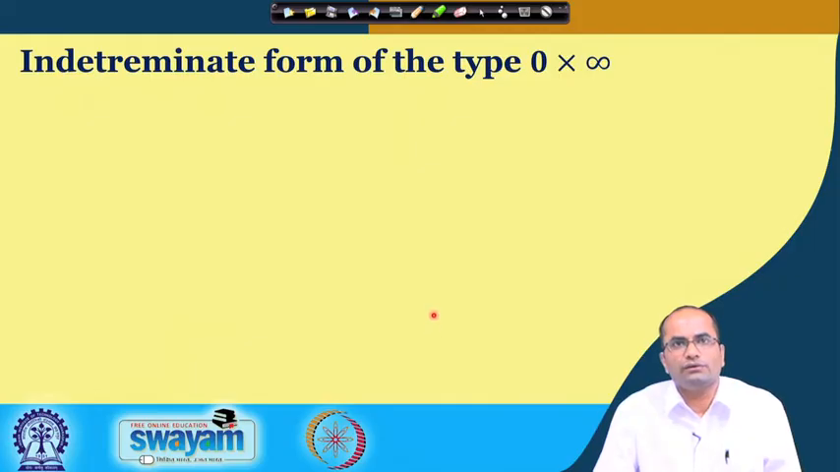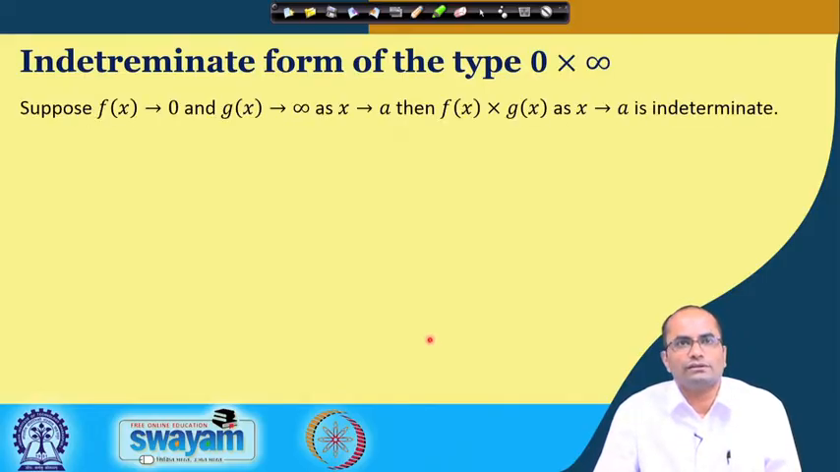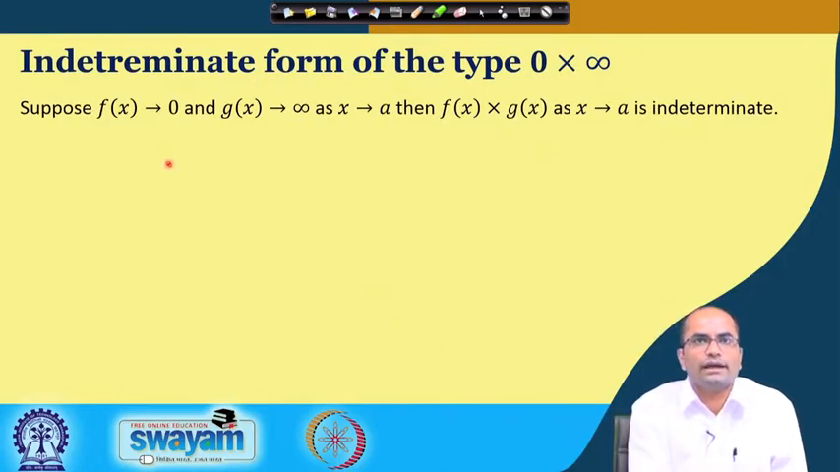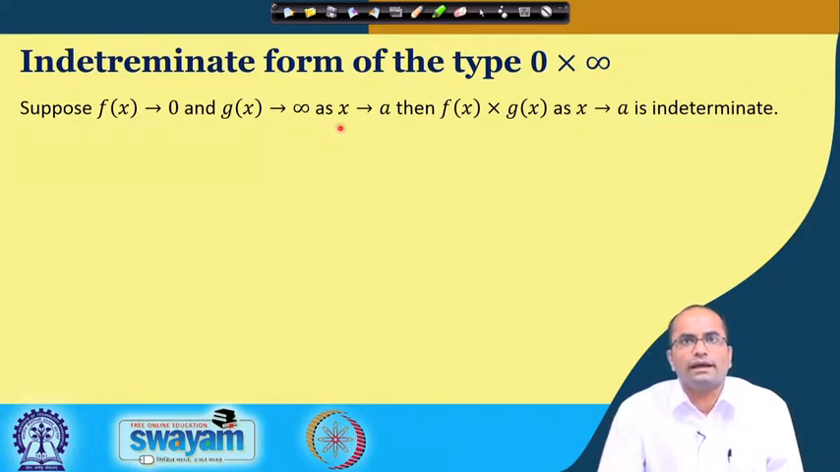So, today we will continue with the indeterminate form of the type 0 into infinity. Suppose f x goes to 0 and g x goes to infinity as x goes to a. Then the product of f x into g x as x goes to a is indeterminate, because this is precisely 0 into infinity, which we have to evaluate using the L'Hopital rule discussed in the last lecture.